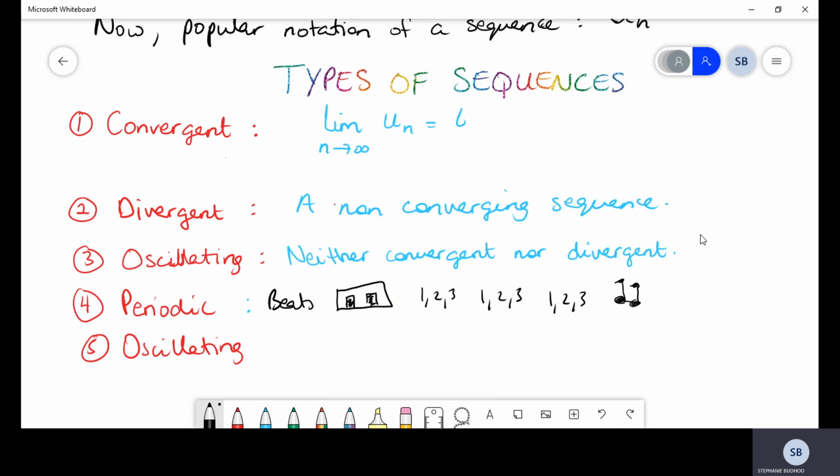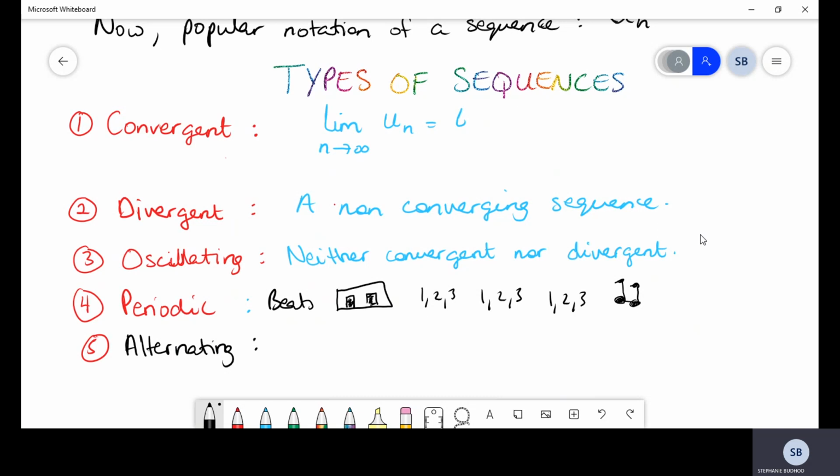And the last one, I just realized I wrote back the same thing, so we will correct that now. I wrote oscillating twice. Why is oscillating in my mind? I wonder. Well, the last one is actually called the alternating sequence, right?